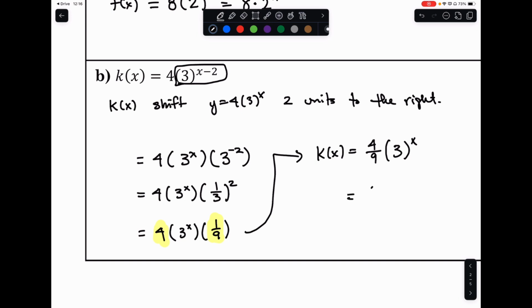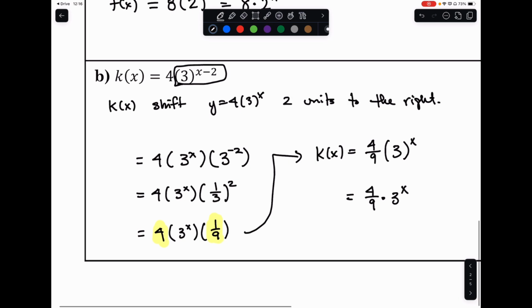Or you can write it like this, 4 over 9 times 3 to the x power, if you don't want to write the parentheses. They're both equivalent. You just have to make sure, again, to indicate that you're multiplying those quantities by putting a times symbol in between. I normally just stick with the parentheses. I like using the parentheses better. But it's up to you how you want to write it. Those two things are going to be equivalent.